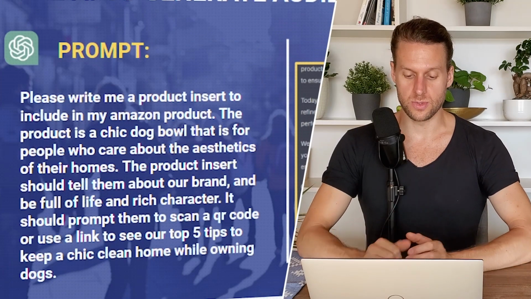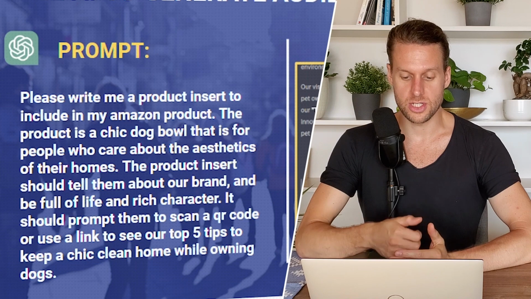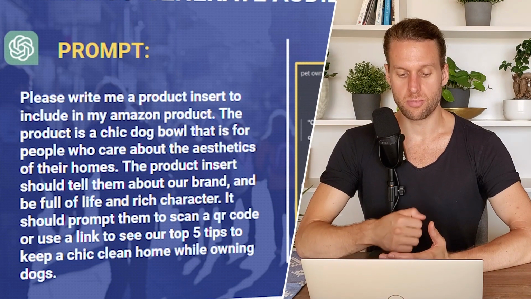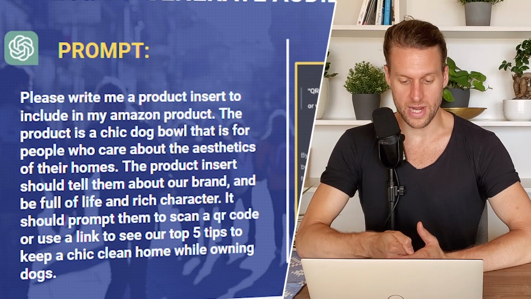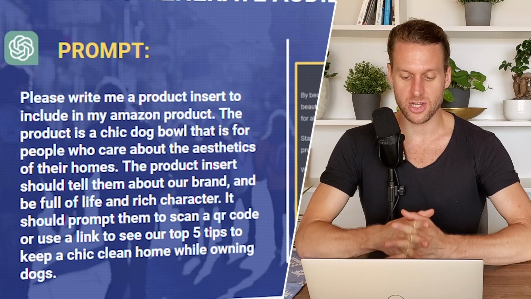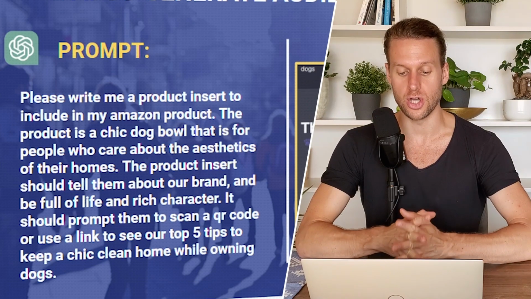Okay, so the prompt we're going to use is: write me a product insert to include in my Amazon product. The product is a chic dog bowl that is for people who care about the aesthetics of their homes. The product insert should tell them about our brand and be full of life and rich character. It should prompt them to scan a QR code or use a link to see our top 5 tips to keep a chic, clean home while owning dogs.